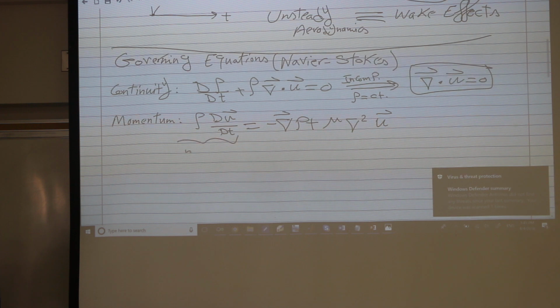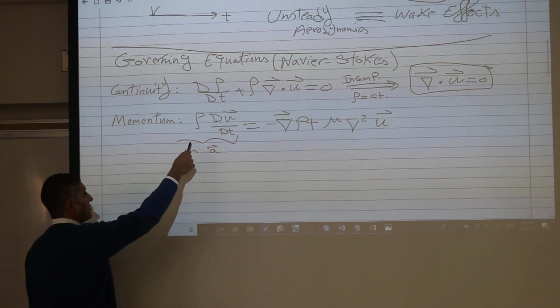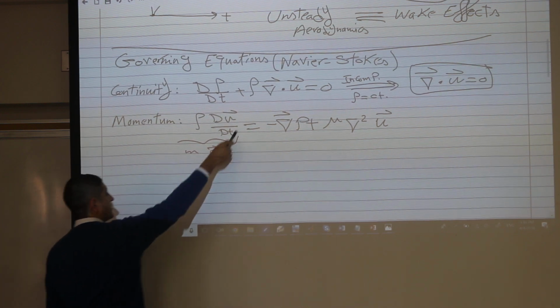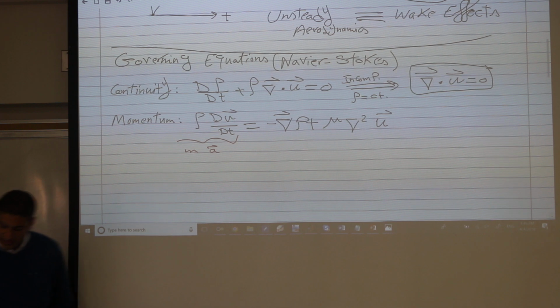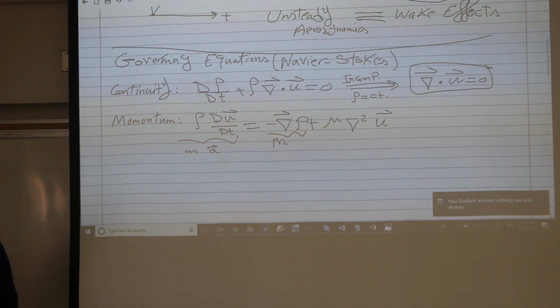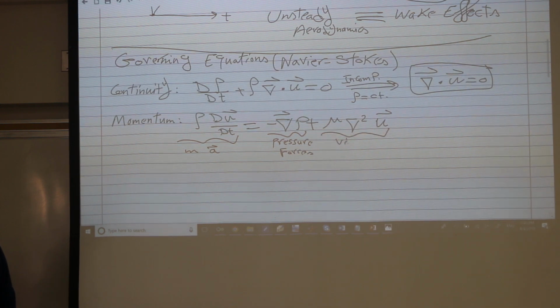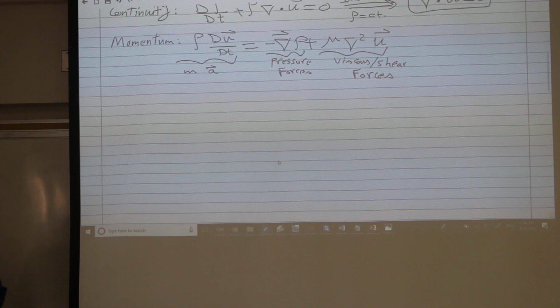You can see it clearly here. This is mass times acceleration. Rho is the mass per unit volume, so this is mass, and this is du by dt, the acceleration. Mass times acceleration equals forces. The right hand side is forces. We have two types of forces at least: pressure forces, and viscous or shear forces. Any question about that? Okay, so this is nothing but F equals ma.